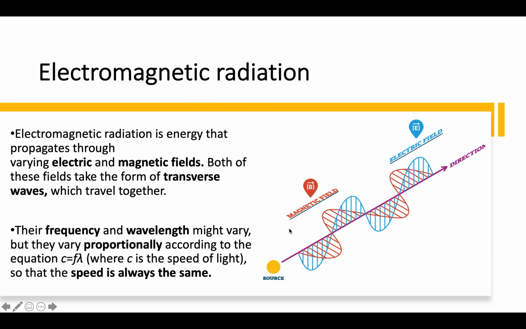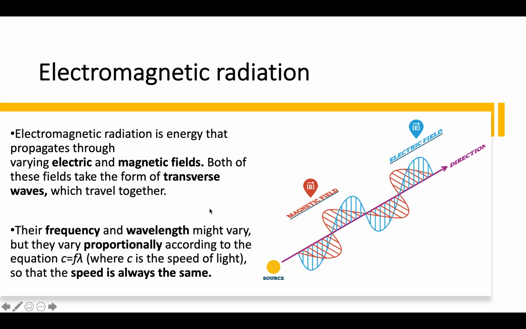As you can see here, we have a magnetic field and also an electric field. They are moving in the same direction. Both are interacting from the source, where we've seen the light source. These two fields are involved, and they also move in the same direction. Electromagnetic radiation is energy that propagates through varying electric and magnetic fields. The fields are changing as they propagate. As they move from the source, the magnetic field and the electric field are changing, more like a sine wave, as you can see.